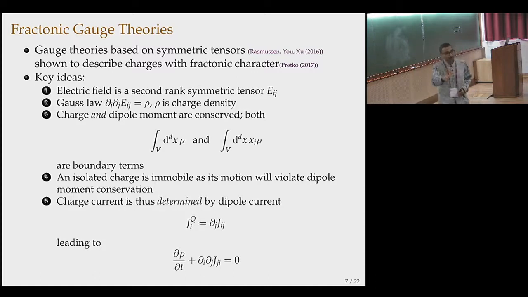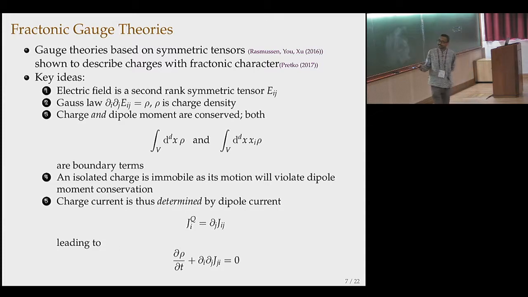Because the dipole moment is also conserved, an isolated charge cannot move. Because if an isolated charge moves, it will change the dipole moment. That means if I formulate a theory in which the electric field is in this fashion, naturally I get fractonic charges. Okay.